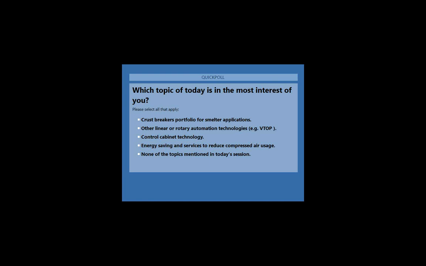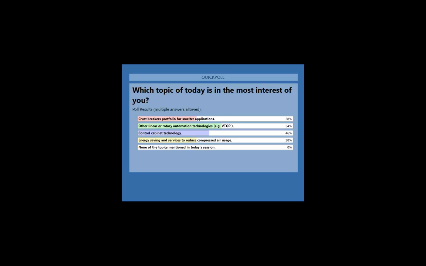I think, Nizar, you have a close eye on the participation and the feedback we are getting from the system. Yes, thank you, Christian. I'm now sharing the results of the voting on the poll question. 38% selected the crust breakers. 54% are interested in linear or rotary automation technology, VTOP. 46% are interested in control cabinet technology, and 38% are interested in energy saving and services to reduce compressed air usage. 0% voted for none of the topics mentioned in today's session. So we are lucky to have this percentage.